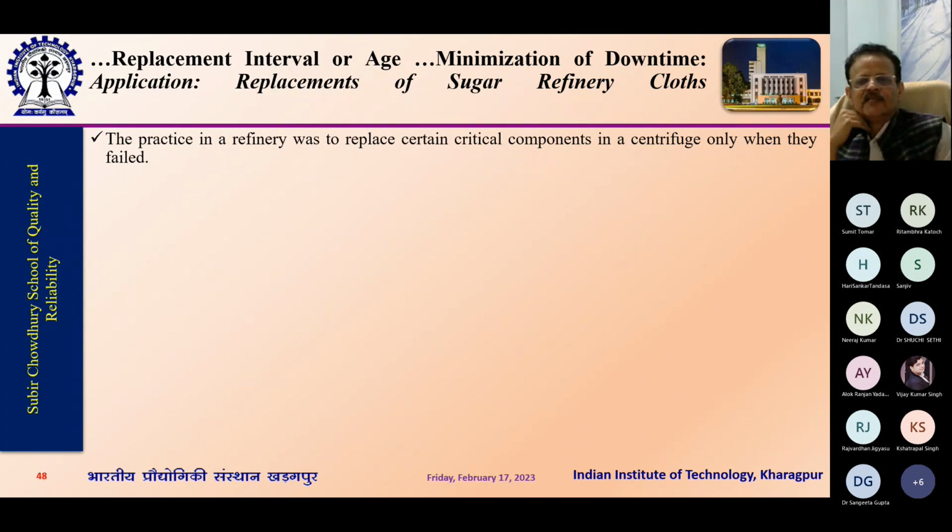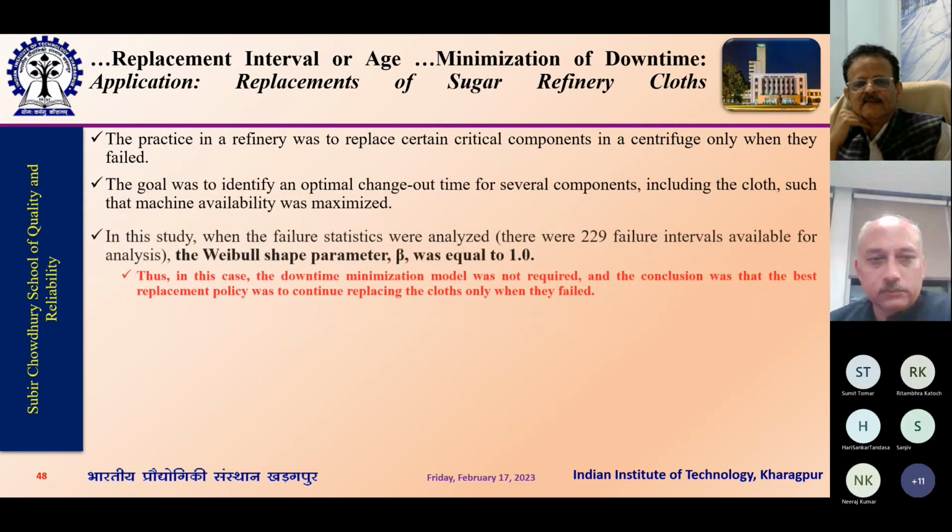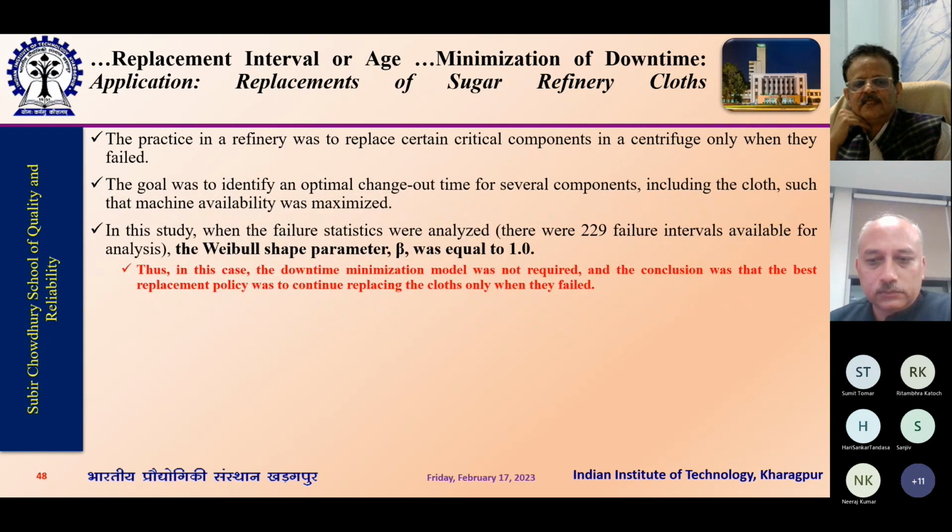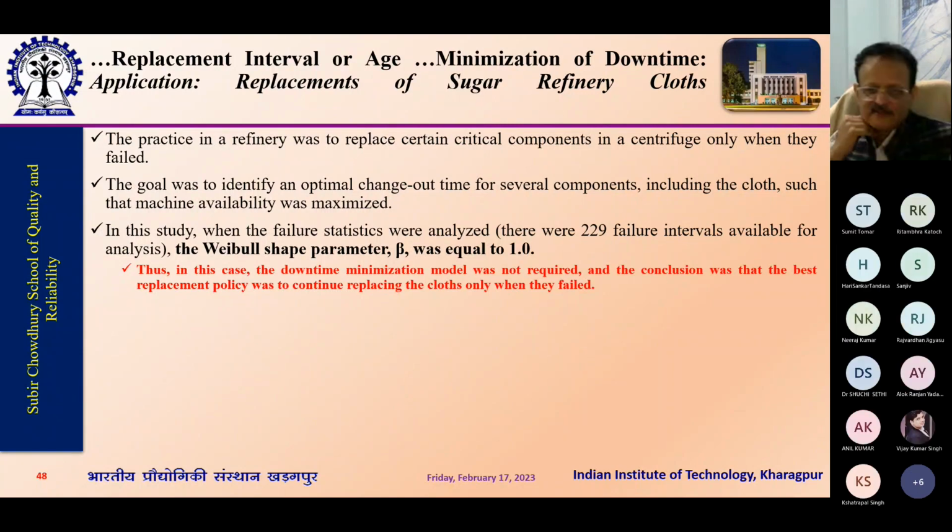So this was an application on replacement of sugar refinery cloths. The wonderful thing, the surprise which was observed, was when the failure statistics were analyzed. The data was sufficient to analyze. There were 229 failures, which is good enough statistically to model it. Beta turns out to be 1.